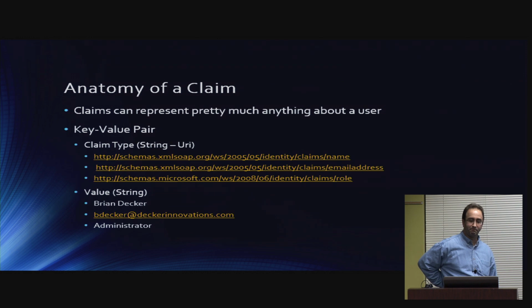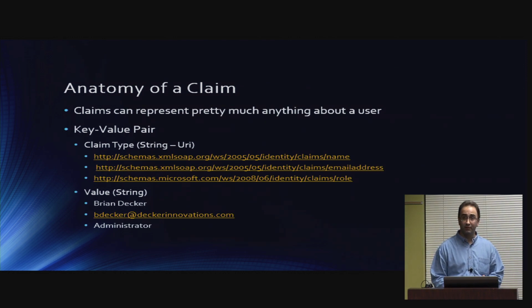Okay, let's talk about a claim. We talked about claims and tokens, and security tokens basically contain a bunch of claims. So claims can represent pretty much anything about a user, like we've discussed. And all a claim is, it's nothing fancy. It's a key value pair. It's a claim type and a value. That's all it is.